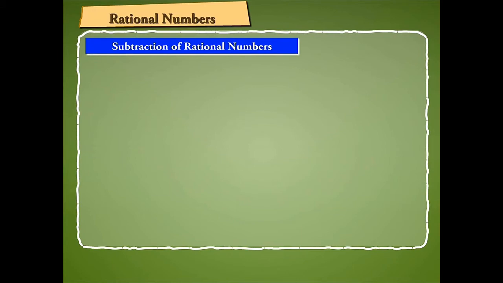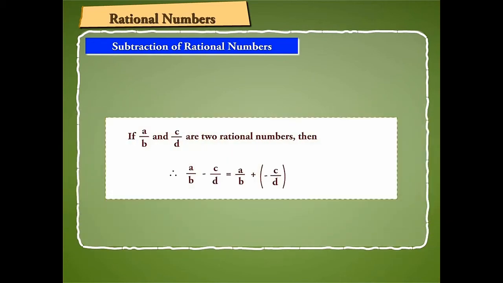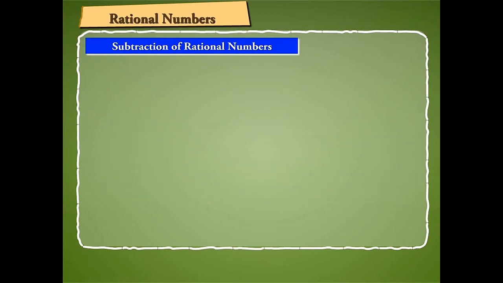Subtraction of rational numbers. Subtraction, as you know, is the inverse of addition. That is, we add the negative of the number. If a/b and c/d are two rational numbers, then a/b minus c/d is equal to a/b plus minus c/d. Let us understand with the help of an example.